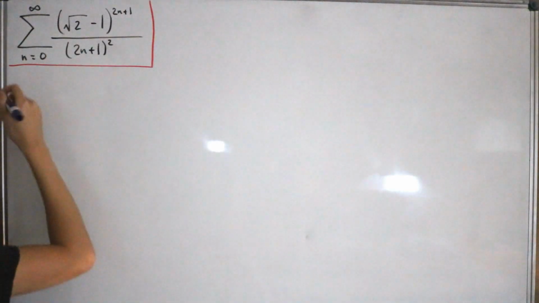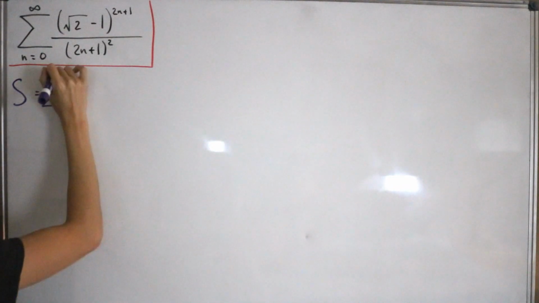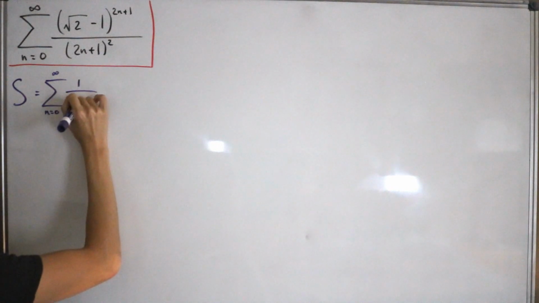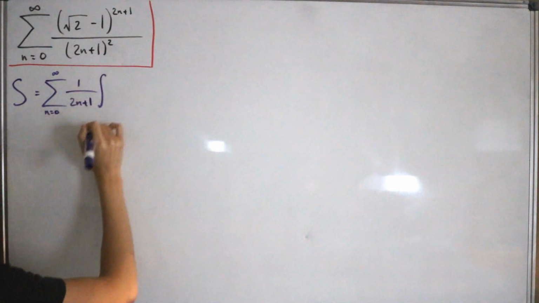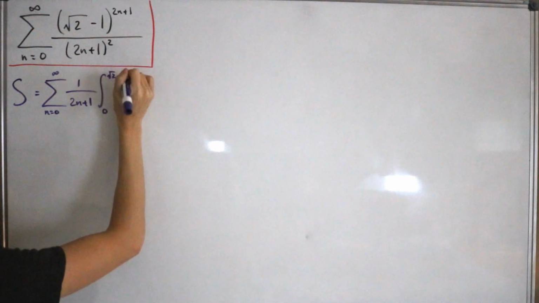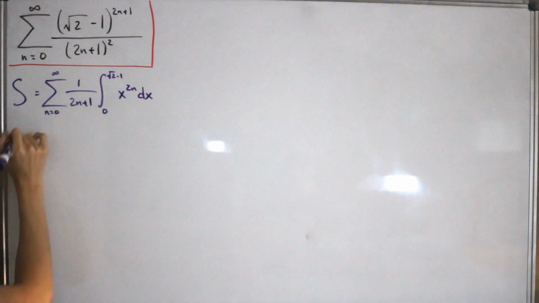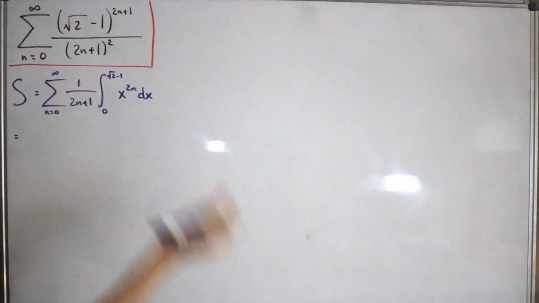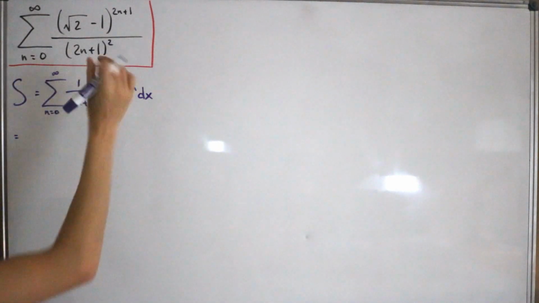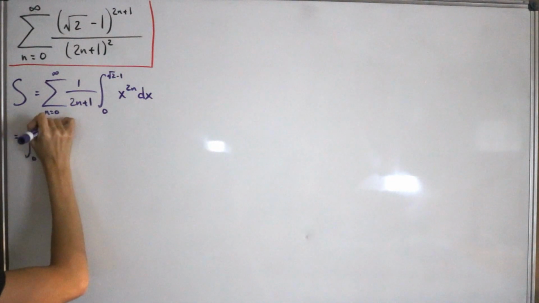Notice that I'm going to call this capital S. So this infinite sum can be written as the following. We have the sum from n equals 0 to infinity of 1 divided by 2n plus 1, and then we multiply this with the definite integral from 0 to the square root of 2 minus 1 of x to the power 2n dx. So this is essentially taking a backwards approach. I'll move the summation inside of our integral, so we have 0 to the square root of 2 minus 1.